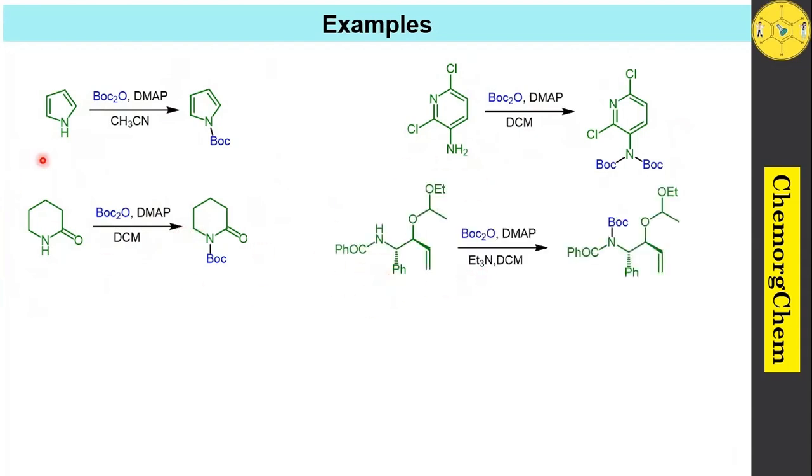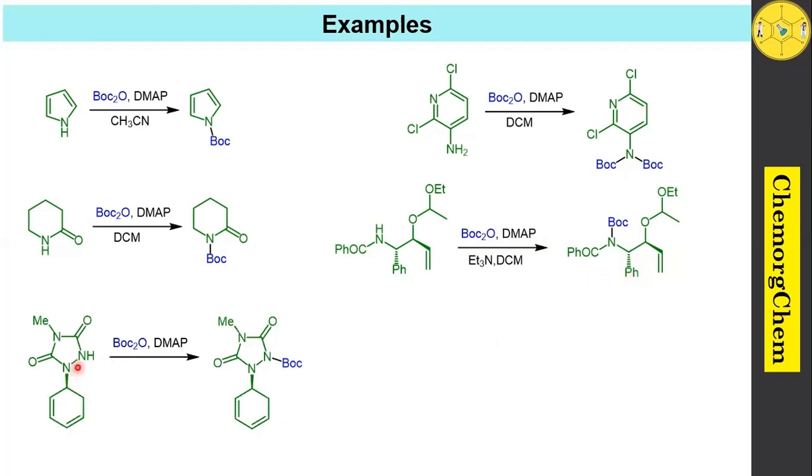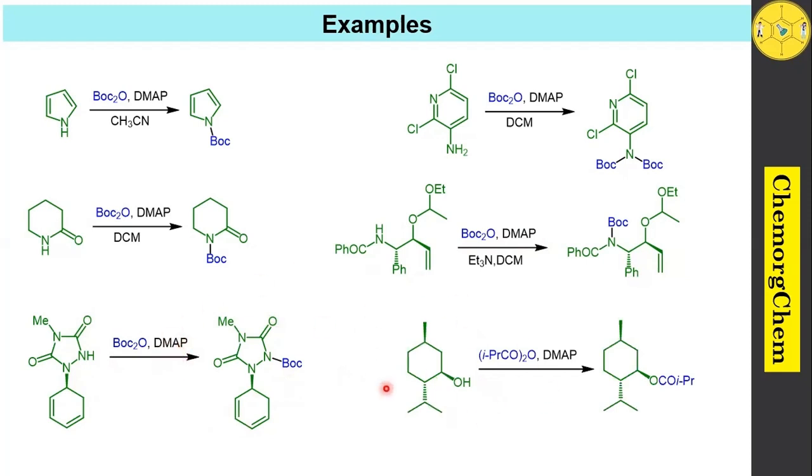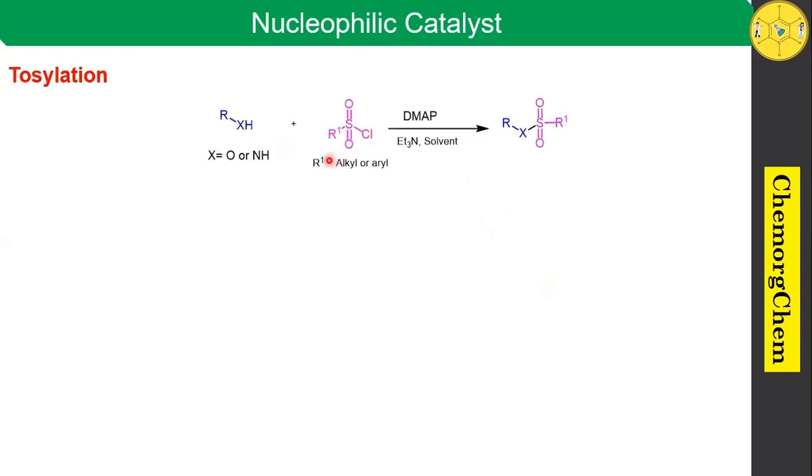So this is another example. Now you see this amine is readily protected by Boc anhydride in the presence of DMAP, which produces the corresponding product. And similarly this amide NH, when you treat it with Boc anhydride in the presence of DMAP, produces the corresponding product. And just like amines, alcohols also can be protected by the Boc group. Now you see this is the isopropyl version, in the presence of DMAP, which readily produces the corresponding protected alcohol. So let's move on to another example, where DMAP acts as a nucleophilic catalyst for the tosylation reaction.